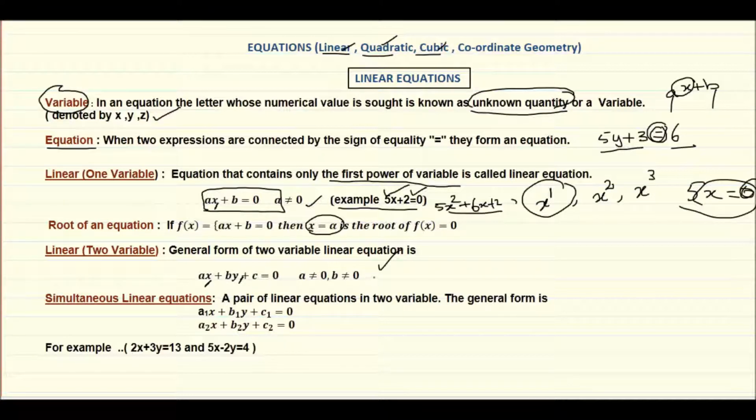You will be knowing the important concepts alone. Now what are simultaneous linear equations? A pair of linear equations in two variables, like a1x plus b1y plus c1 is equal to 0 and a2x plus b2y plus c2 equal to 0. If you look at the examples, you will understand: 2x plus 3y plus 13 and 5x minus 2y equal to 4. We learned the linear equation in one variable, two variables, and simultaneous linear equations.